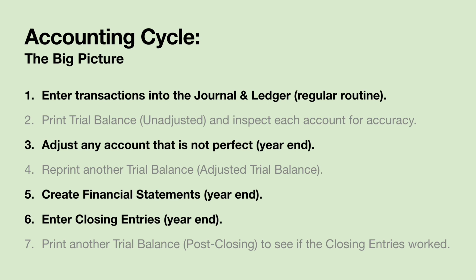Okay, step number 1. Enter the transactions into journals and ledgers. Step 1 is what we do all year long. Now, step 3 is, at the end of the year, adjust any account that is not perfect. That's called adjusting entries. Step 5, after you've adjusted your accounts and you're happy with all of the balances, you think you could defend them, you think they're correct, then step 5, you make your financial statements, and step 6, you close the temporary accounts.